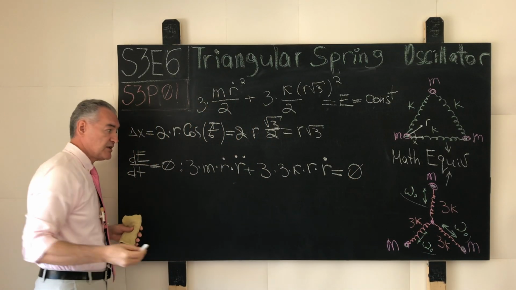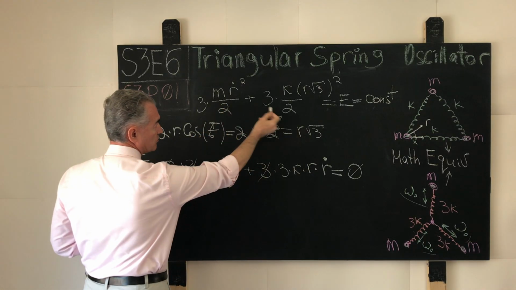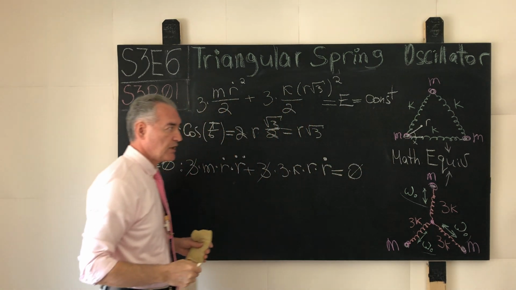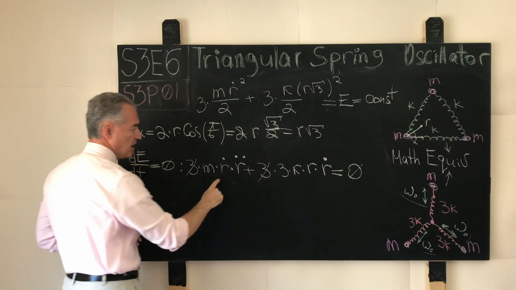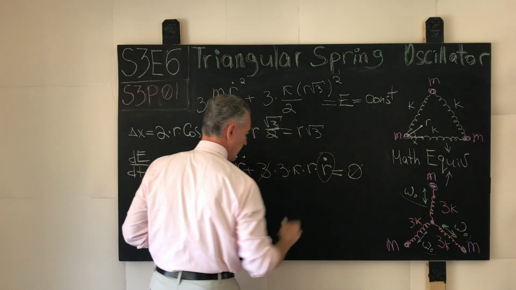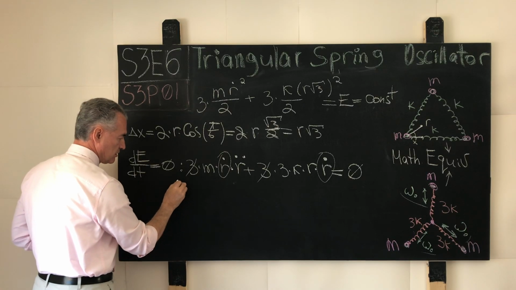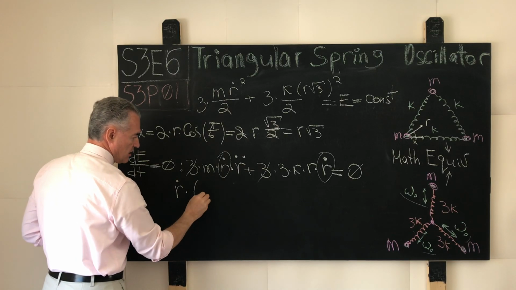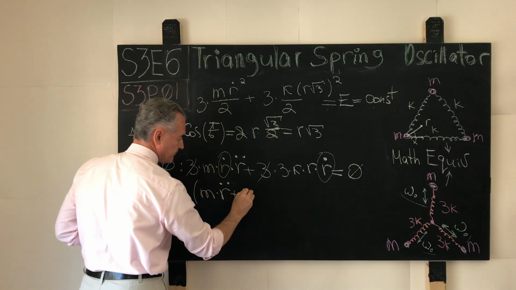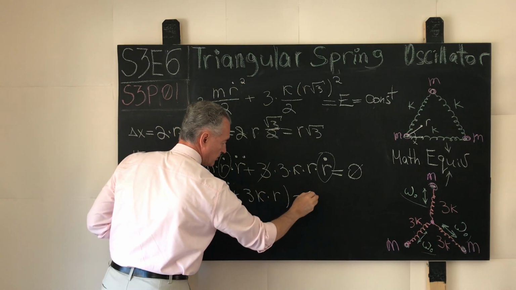Now, 3 is not 0, so cancel. That is why, in some sense, we didn't really have to multiply by 3. One representative is a faithful way to describe the behavior of the entire system. And what can we do? Well, we see that the velocity of the oscillating point is a common factor, so we can rewrite it this way: r dot times m times r double dot plus 3k times r, and this is equal to 0.